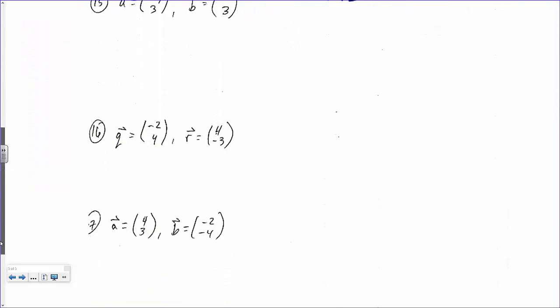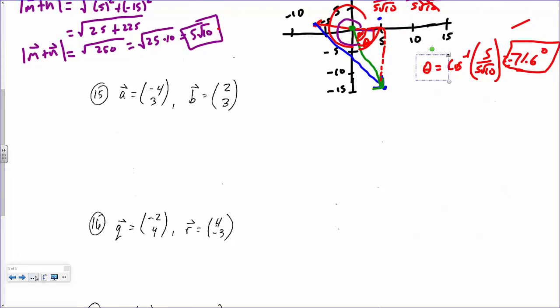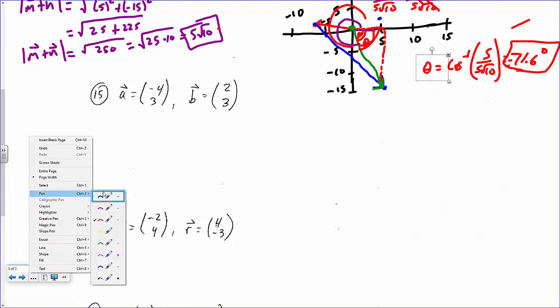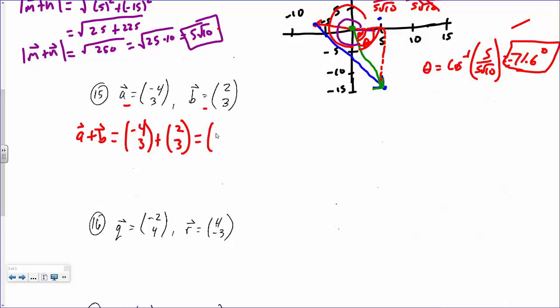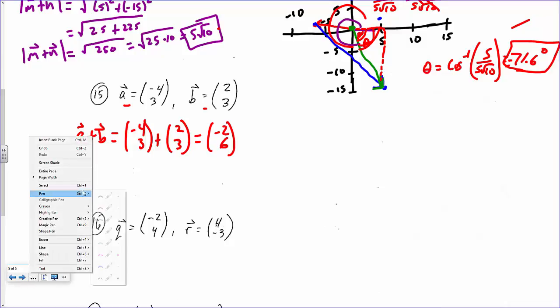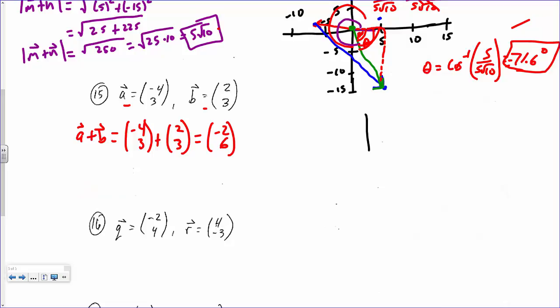So that's kind of a long, laborious process there, but these numbers will be a little cleaner, I think, as we go. That one was just kind of tough. And we'll say, okay, number 15. So what I want is the resultant, so I have to add these together. So I want vector A plus vector B, which is negative 4, 3, plus 2, 3. So negative 4 plus 2 is negative 2, and 3 plus 3 is 6. So we're going to draw this.